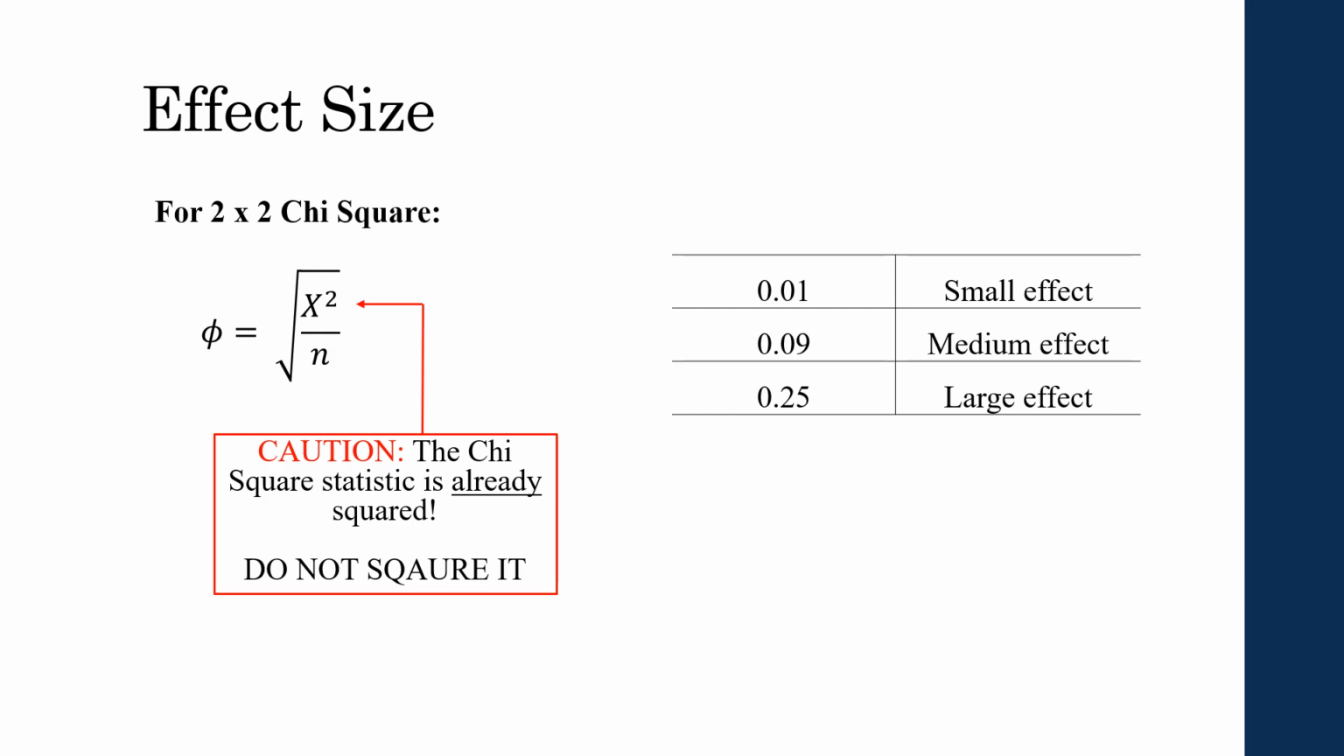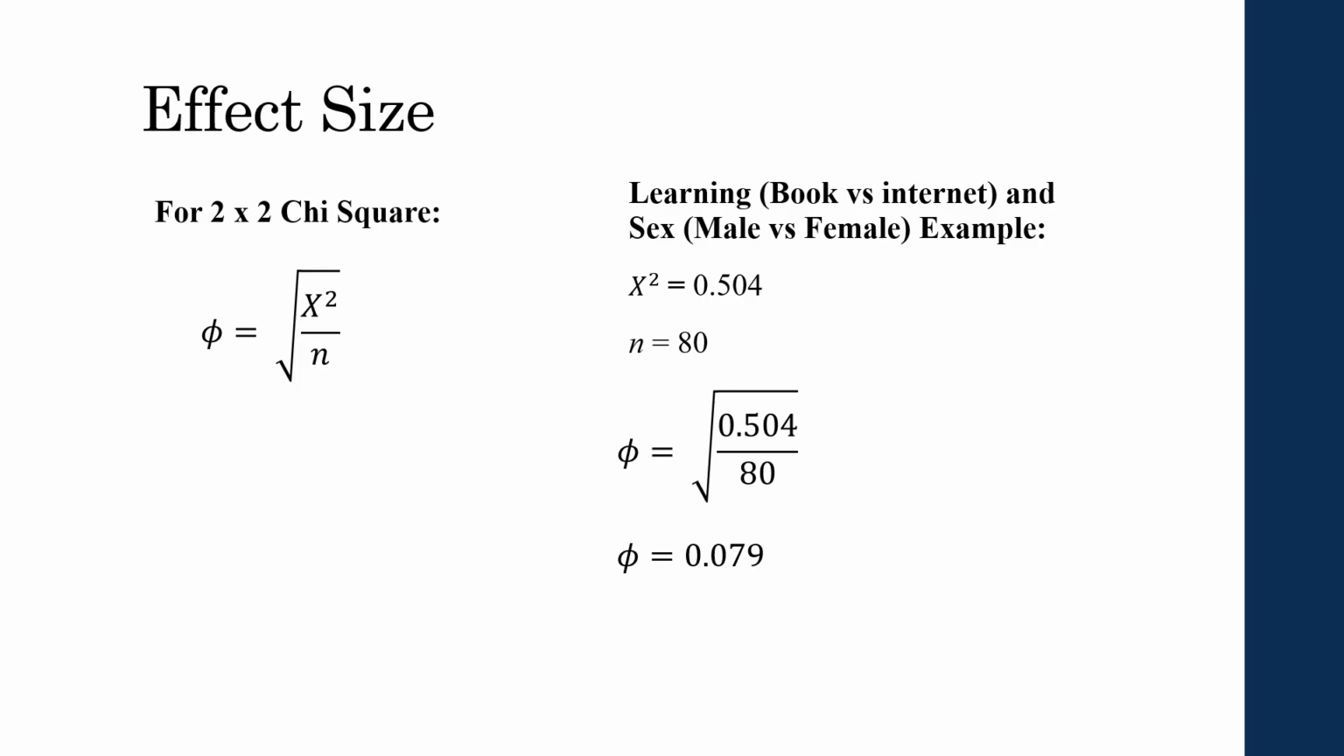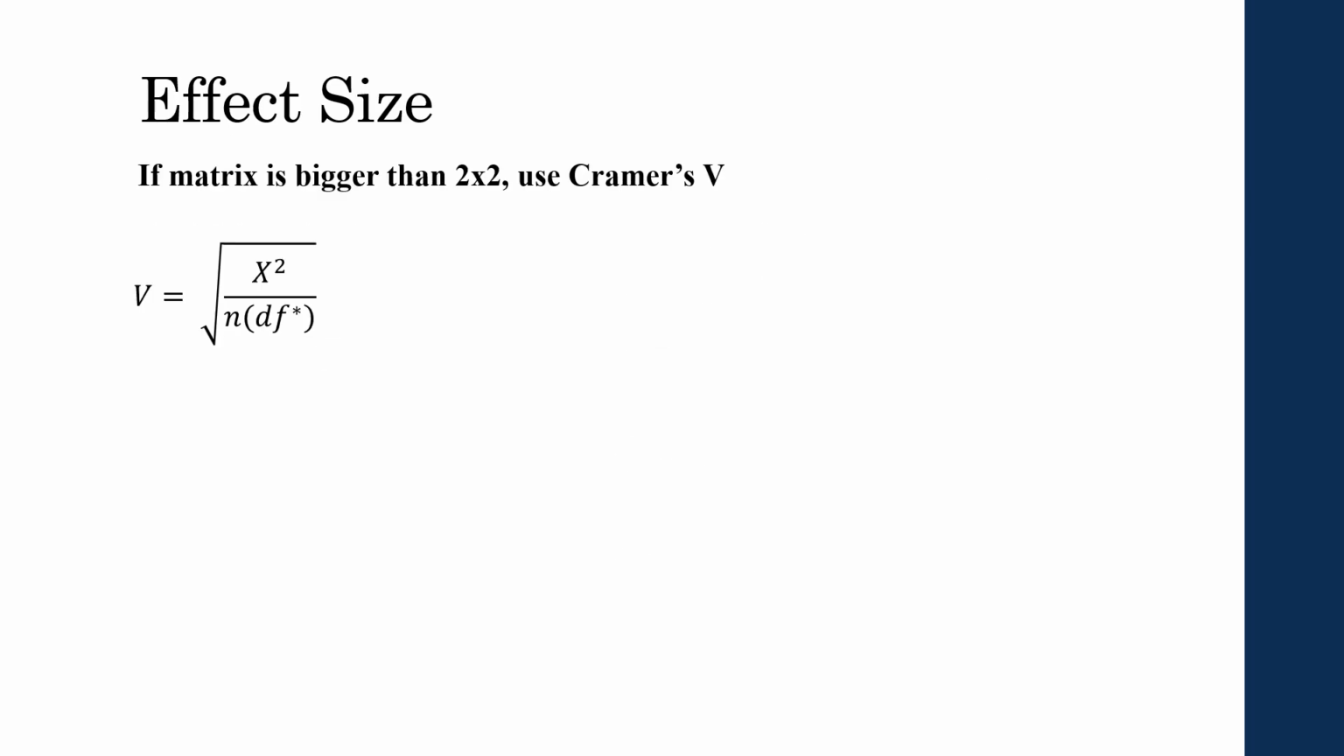So let's calculate the effect size for the last example. It wasn't significant, so we don't need to calculate the effect size, but it's a quick one to calculate for the sake of example. The square root of 0.504 divided by 80 is 0.079, which is a small to medium effect. If the matrix is bigger than 2 by 2, we need to use Cramér's V, which is the same analysis but multiplies the degrees of freedom by n in the denominator.